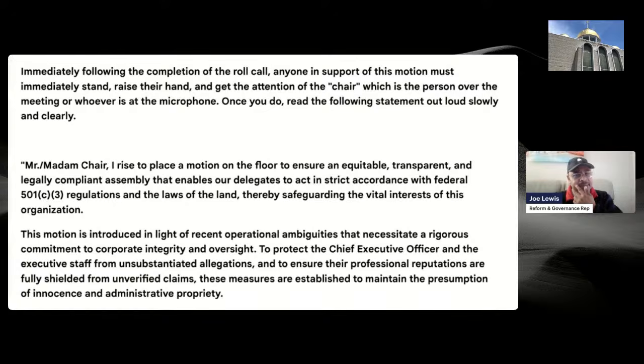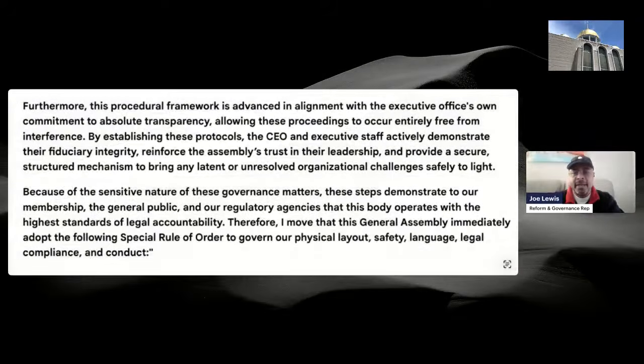Can you go to that next screen? Now the motion continues. Until we get to the end of this motion, you need to understand that from the time you say, Mr. Chairman, whoever calls the meeting to order, and you begin reading, you continue reading. Copy this down, write this down, type it out, but you continue reading until you get to the end of this motion.